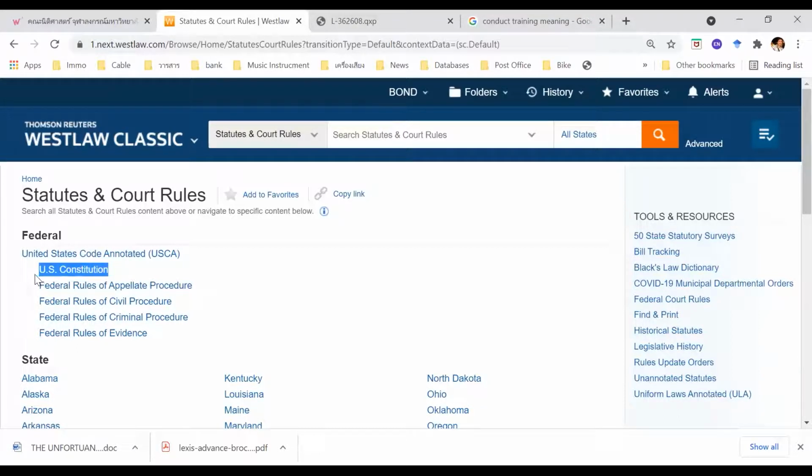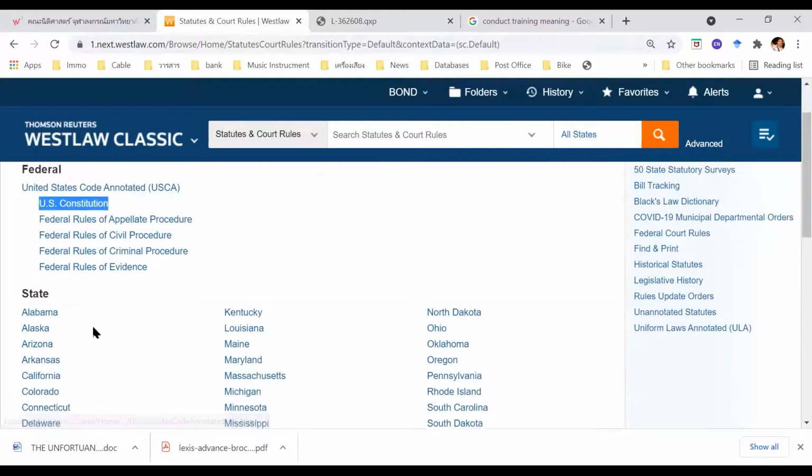And what about the code that mentions copyright? If you are looking for a specific topic in specific law, use statutes, legislation or something like that. United States Code, this is the federal laws. And another thing, state statutes.